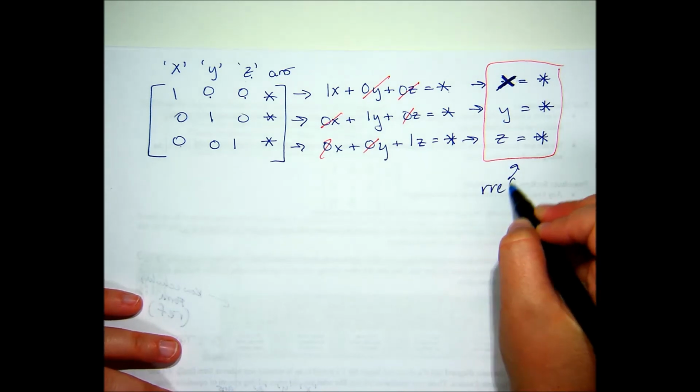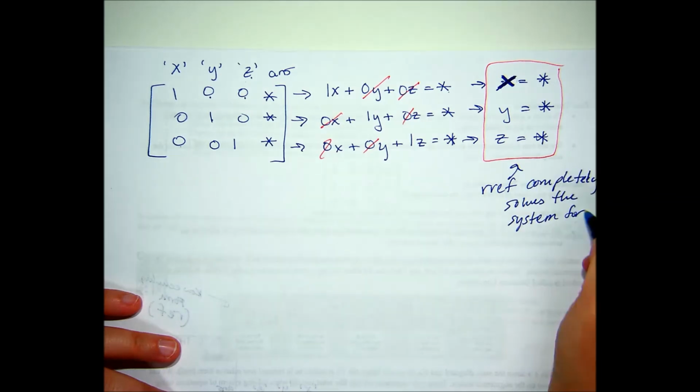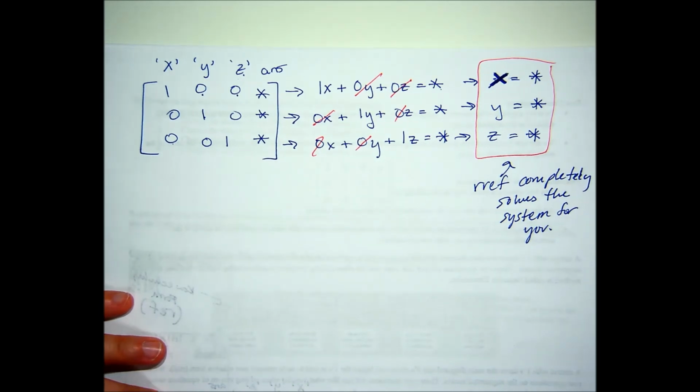So RREF, reduced row echelon form, completely solves the system for you. Well, that's lovely, okay? Absolutely lovely. Okay, so let's talk about this. How would I do this?